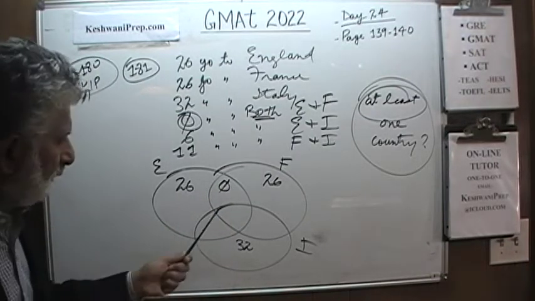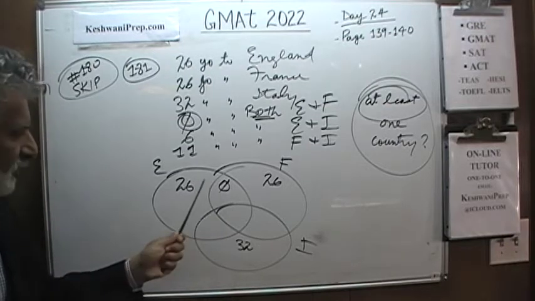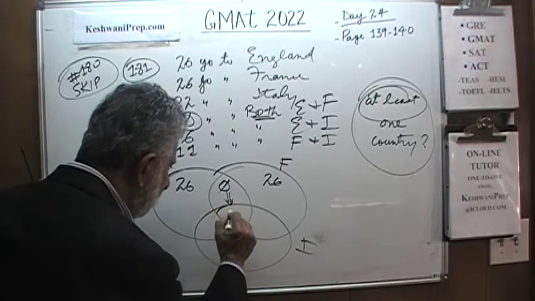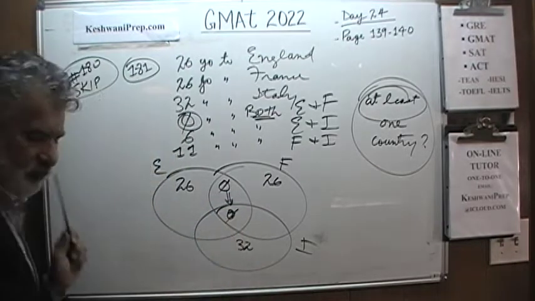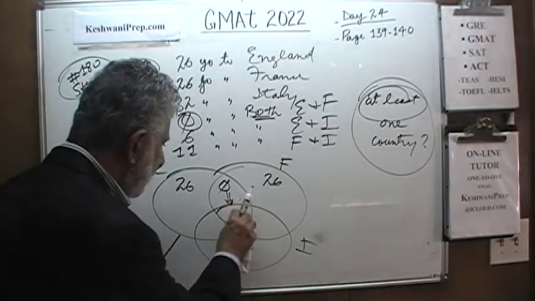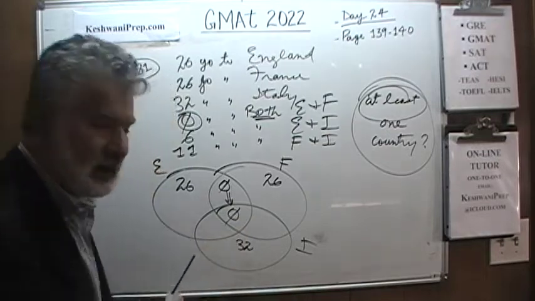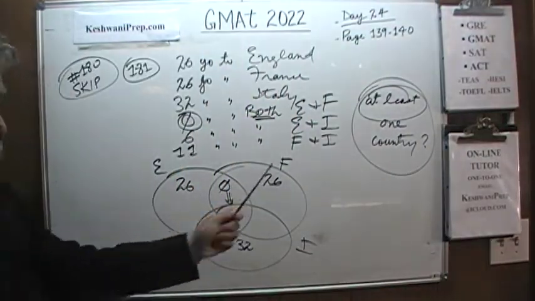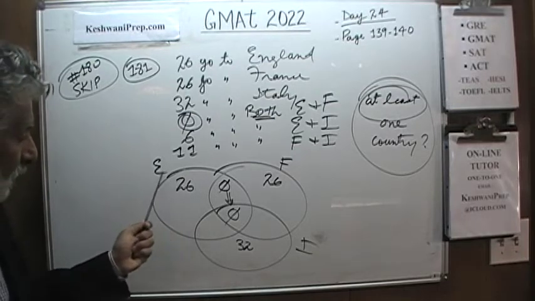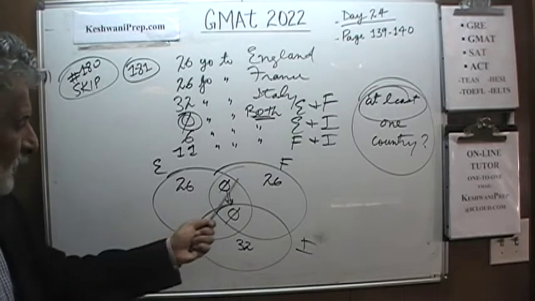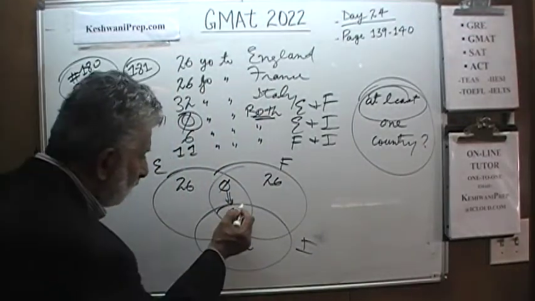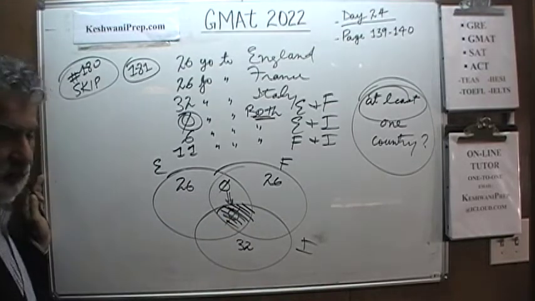Before we go any further, we have to understand that if the number of people who visited both England and France is zero, that must also imply that the number of people who visited all three countries must also be zero. There cannot be anybody who traveled all three countries, because if you travel all three countries, you obviously must have gone to England and France. But we are told that nobody has gone to England and France. That makes our life easier, because this could have been a very tricky one to deal with. This is zero. Let's continue.